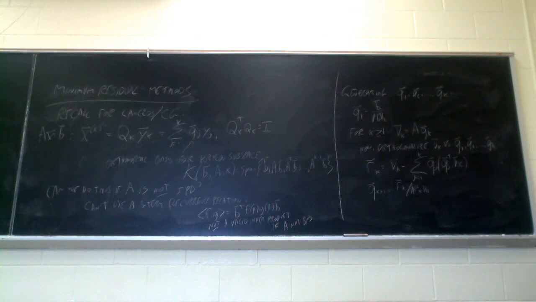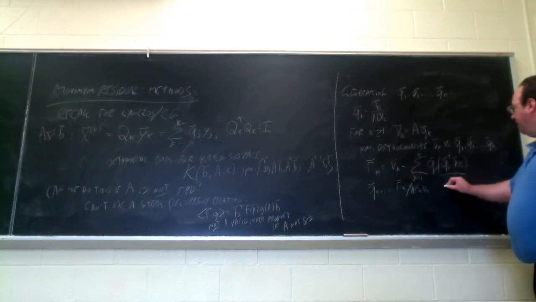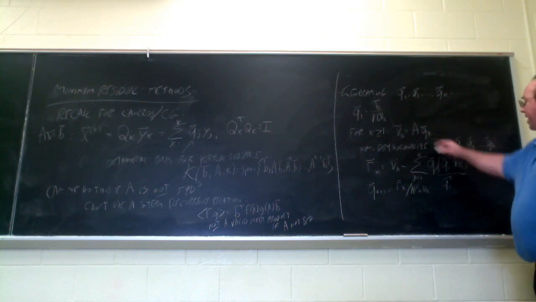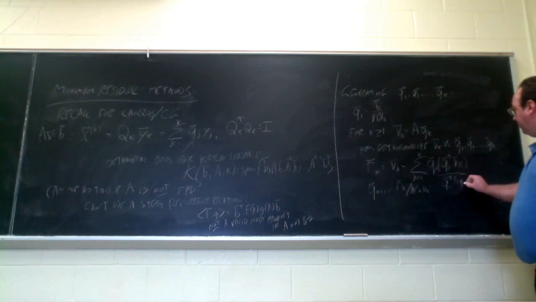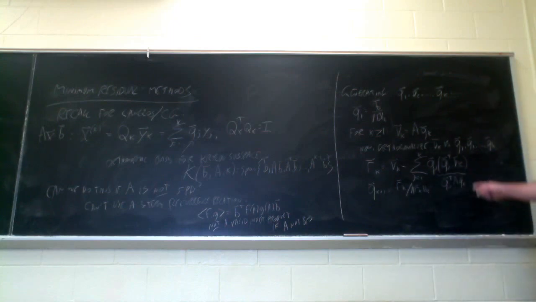Oh, in fact, in the notes, I do take the inner product of this with qi and show that what you get is 0. Now, let's take a closer look at this inner product. That is qj transpose, and vk is A qk. So I'm going to introduce some notation. I'm going to call this hjk.